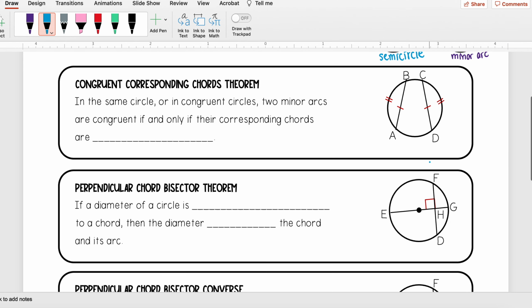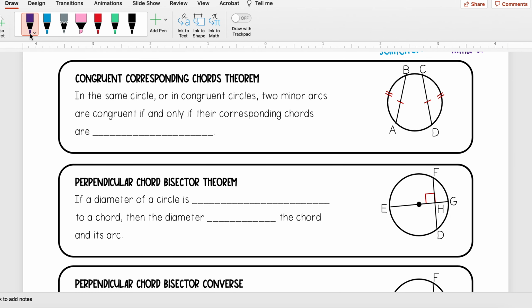And so we have 3 different theorems that we're going to be talking about today. The first one is the congruent corresponding chords theorem, and that tells us that in the same circle or in congruent circles, 2 minor arcs are congruent if and only if their corresponding chords are congruent. So this goes in both directions.